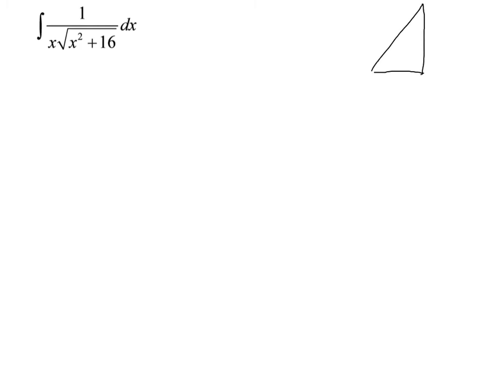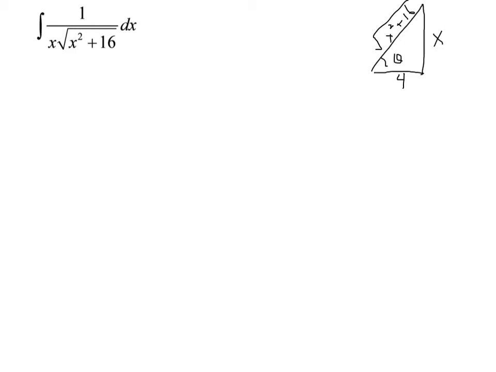Theta goes here. I like to have x across. Because it's x squared plus 16, this piece will represent the hypotenuse, because we add the two sides together to get the hypotenuse. So this will be 4. This will be the square root of x squared plus 16, like that.